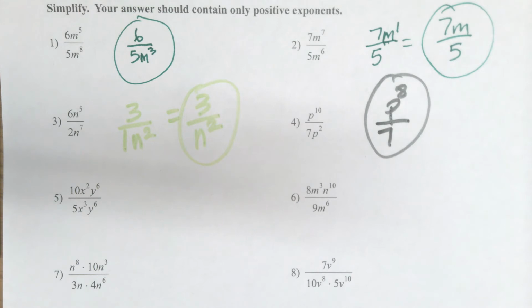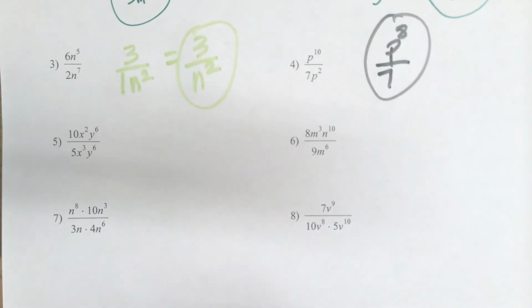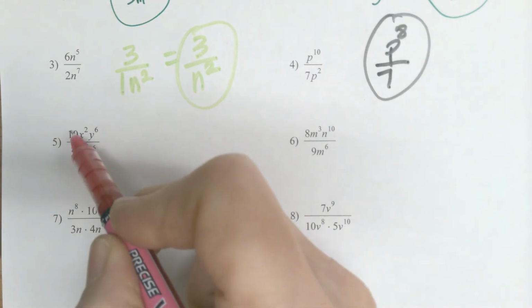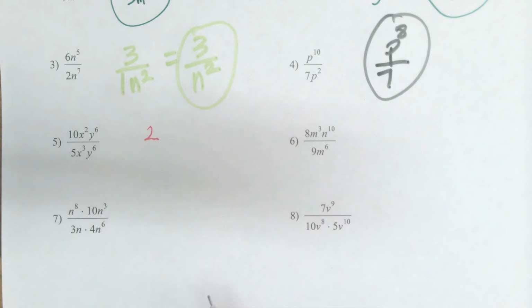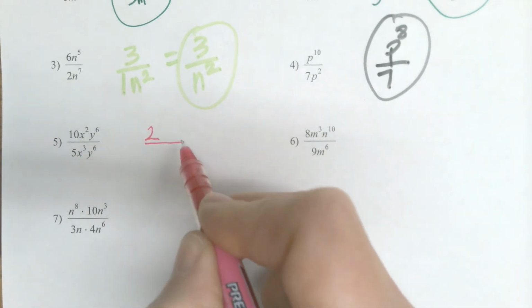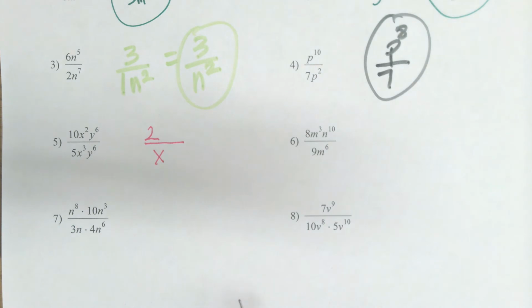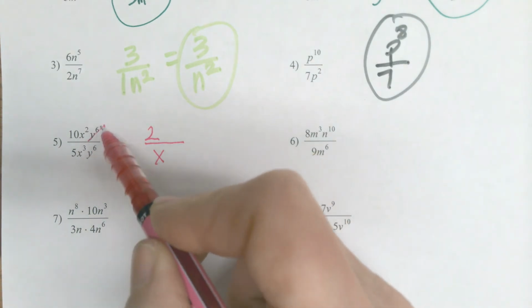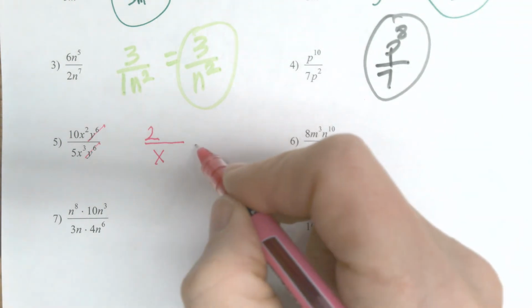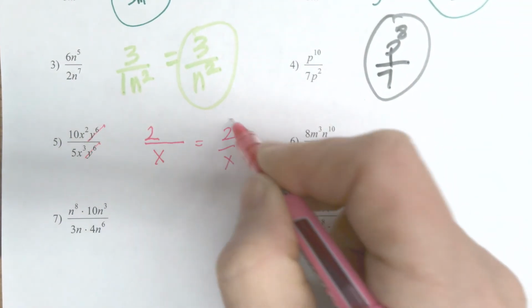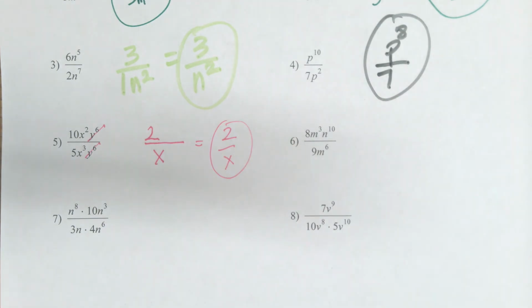Let's say, like in problem number 5, I have 2 variables. Well, then I treat the variables as separate. So I can reduce the 10 and the 5. That leaves me with a 2 on the top. I have 1 more x on the bottom, and because I have the same amount of y's on the top and the bottom, I just cancel that out. So my final answer here is 2 over x. All about subtracting the powers.